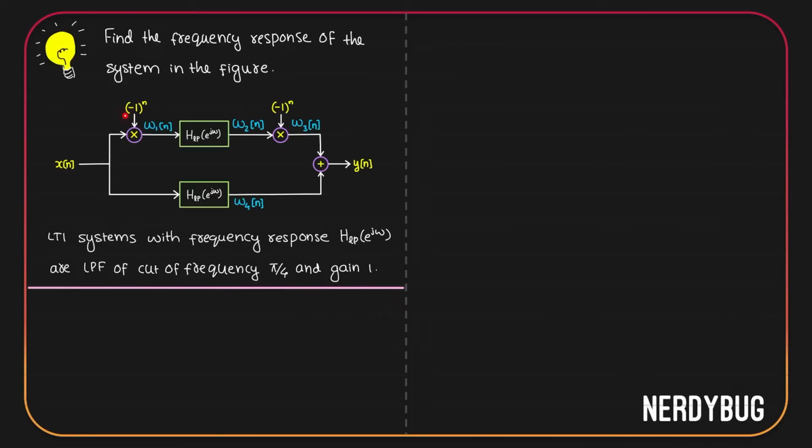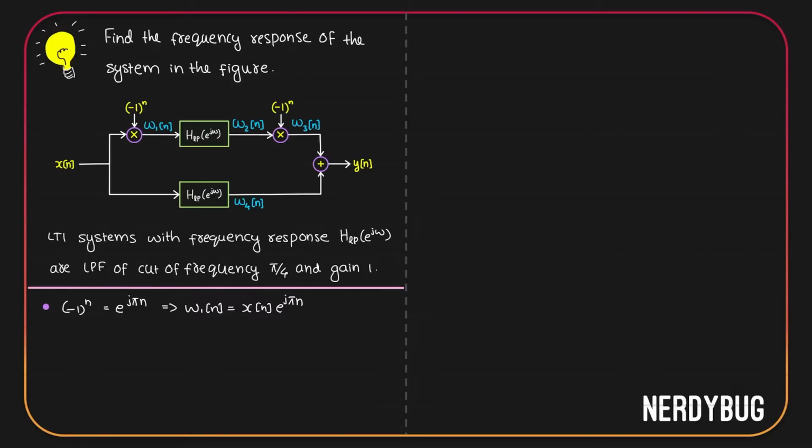The first thing we have to consider is the minus 1 to the power n we have at both these places. Using Euler's formula, we can write e to the power j pi is cos pi plus j sin pi. Cos pi is minus 1, sin pi is 0. So e to the power j pi is minus 1. So instead of writing minus 1 to the power n, we can write e raised to j pi n. w1 of n is x of n multiplied by minus 1 raised to n. So we can write w1 of n is actually x of n multiplied by e to the power j pi n.